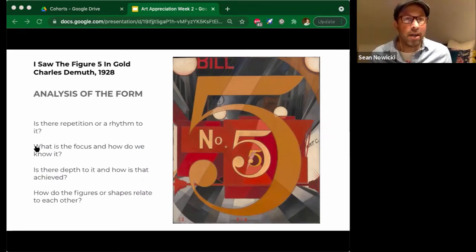Okay, so analysis of the form is a fancy way of saying formal analysis. Basically, we are going to break down what's happening in the painting itself, and this again will help us understand this painting a little bit more. So does anybody want to address the idea that there might be some repetition or some rhythm to this? Does anybody see that?